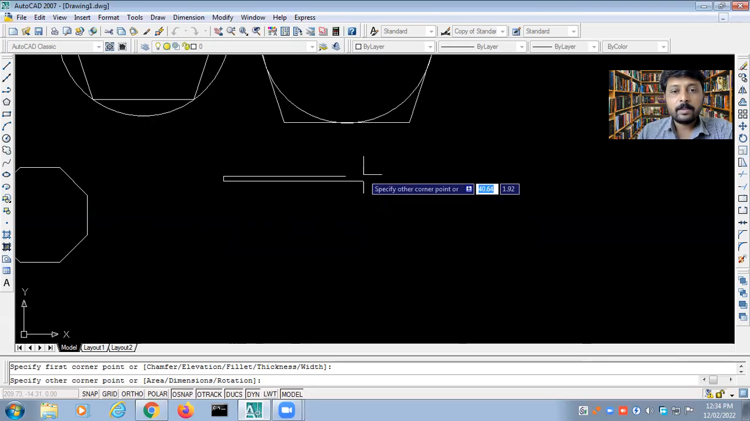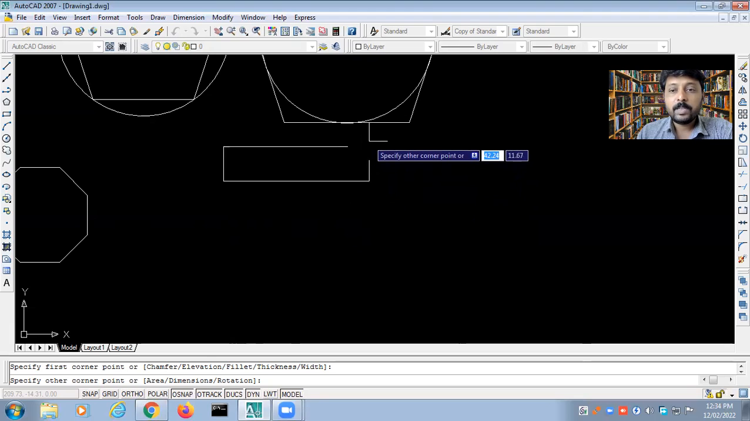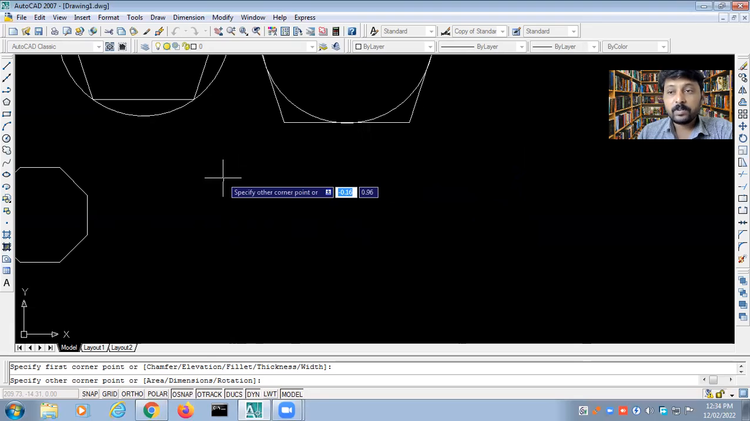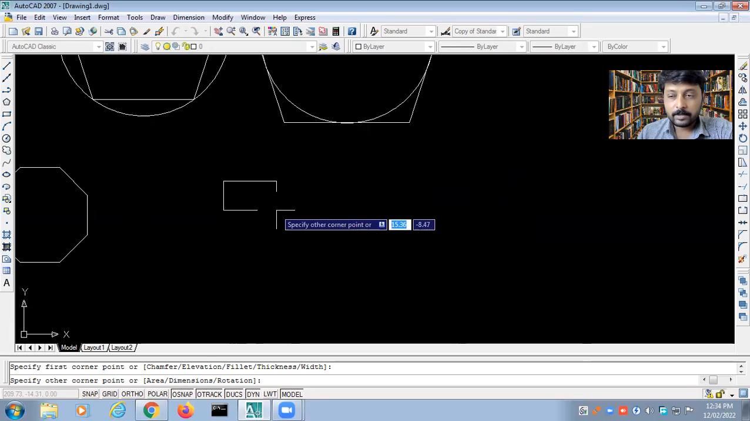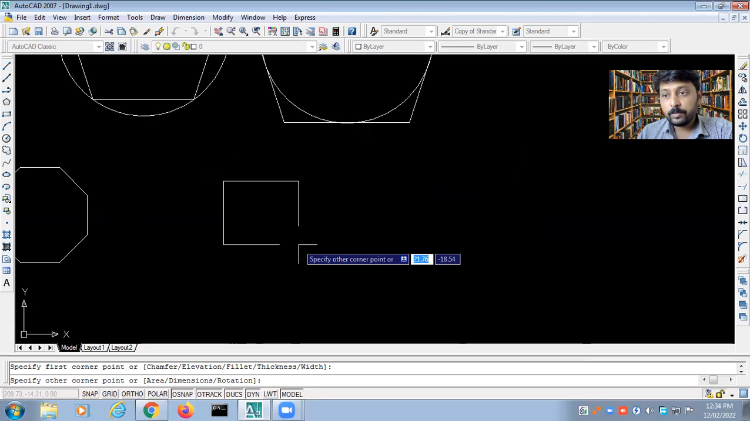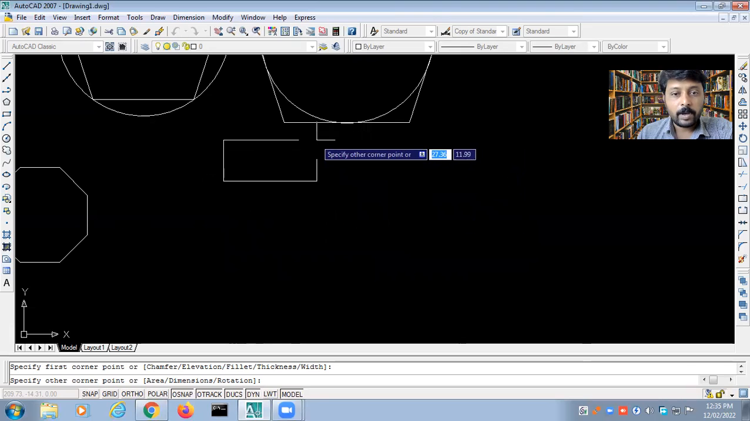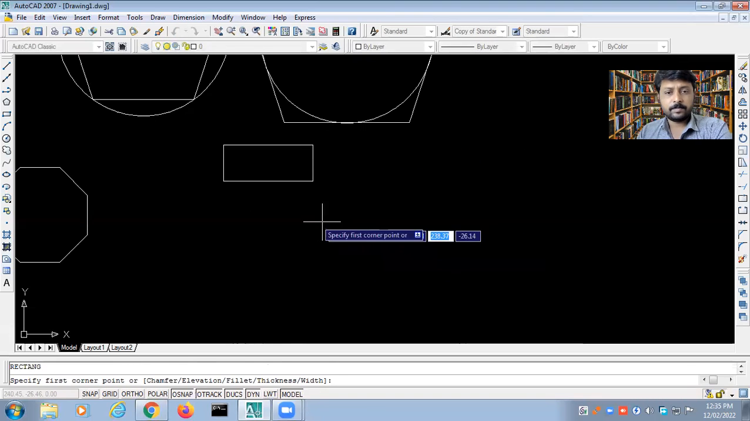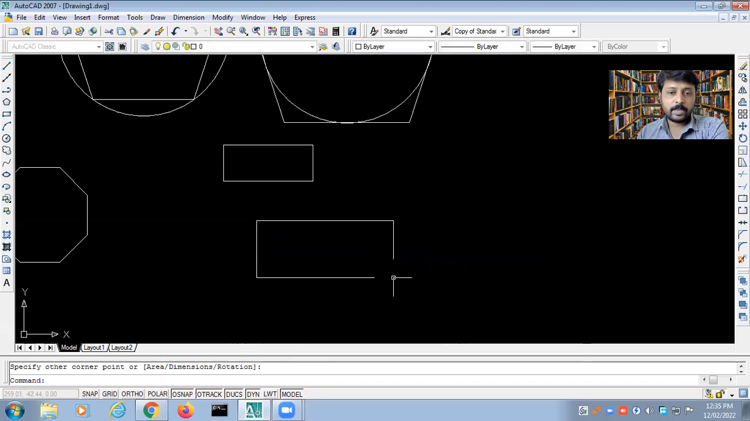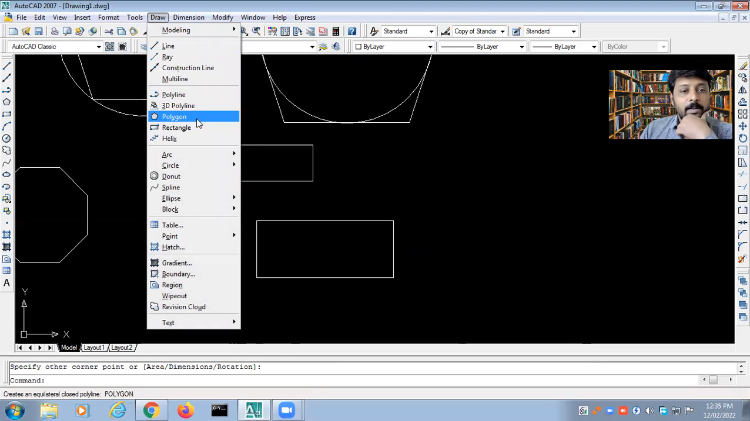Now what happens if I take this above? It will be positive. So that you have to keep in mind. The first point of reference is very important. From that point, wherever you take the cursor, you can see the negative or positive values that you mention here. So this is how you can draw a rectangle. I can draw any type of rectangle, any length, any width. Okay.